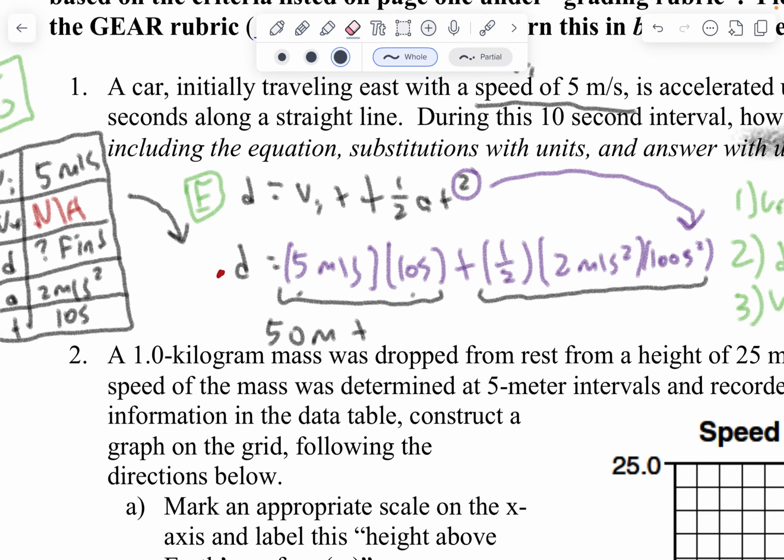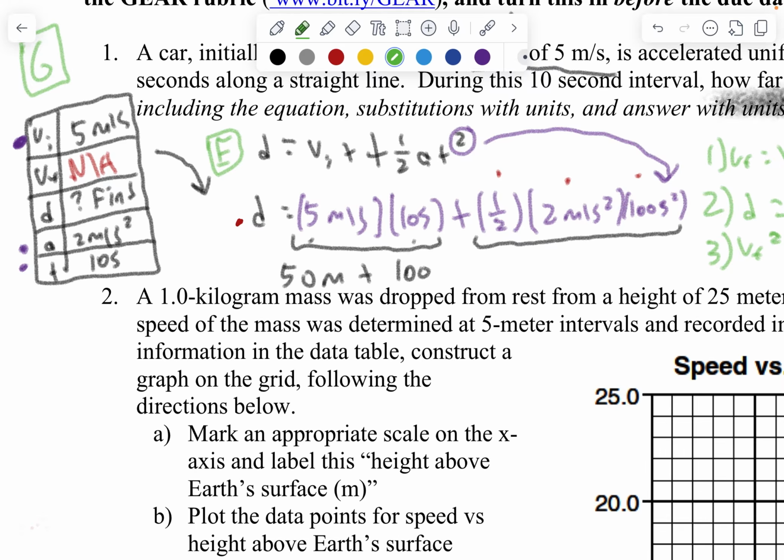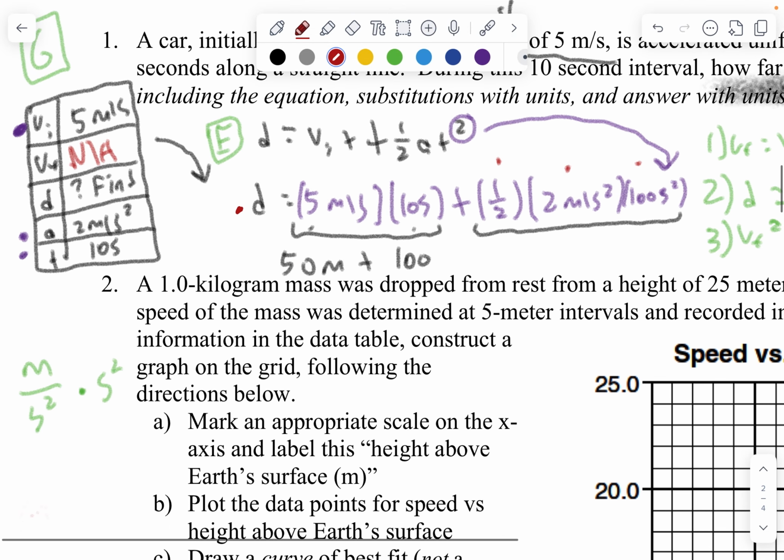So then we have, what's 1/2 times 2 times 100? Okay, 1/2 times 2 times 100 is 100. So we have plus 100. But then what is meters per second squared times second squared? Well, similar to what we did before, meters per second squared times second squared. We can cancel these out like how we did before. So let's do that. Let's just cancel these out. Amazing. So now we cancel those out, we get 100 meters.